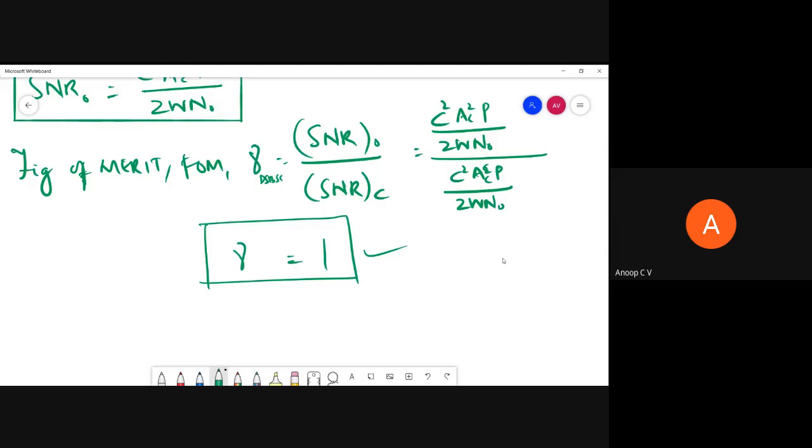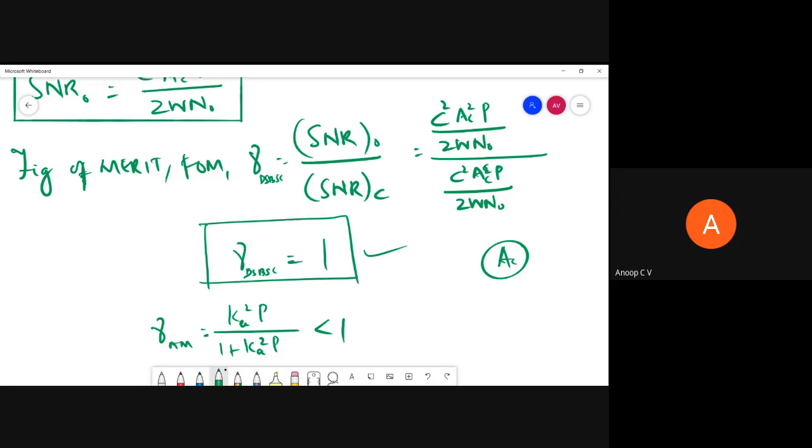Later on, in the next derivation, we'll prove the figure of merit of standard AM. I'll write only AM for standard AM. This will be equal to Ka square P divided by 1 plus Ka square P. So you can see this is less than 1. Why? The main reason is the presence of the carrier. We are wasting power by transmitting the carrier.